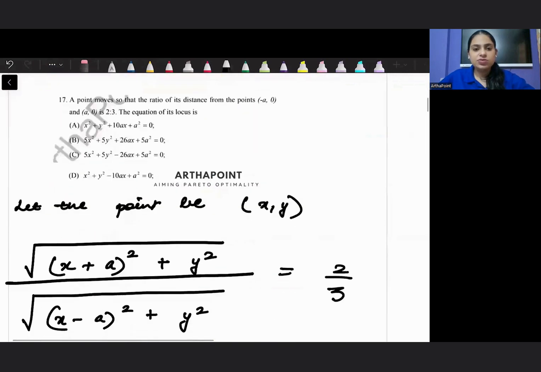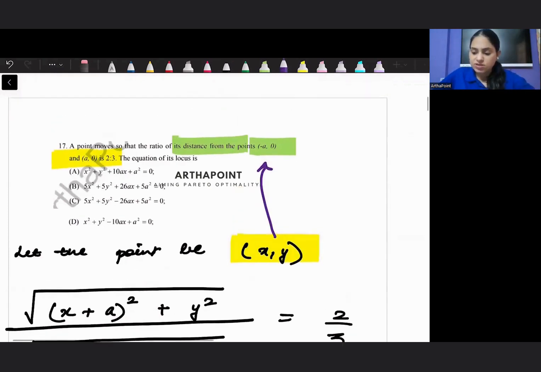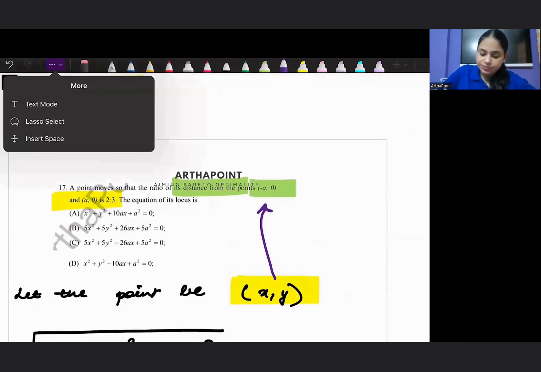Okay, come to the next question. It says that there is a point which moves so that the ratio of its distance from the points (minus A, 0) and (A, 0) is 2 to 3. So I have a point xy. Let the point be xy. Now we need to find the distance of this point from (minus A, 0). So it's like this.